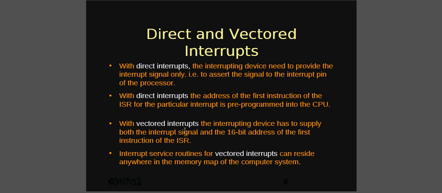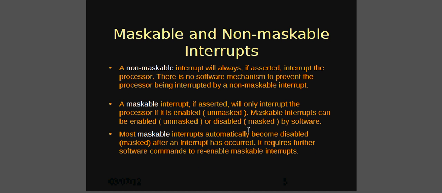For vectored interrupts, the first thing is that you have to have the interrupt signal and also the 16-bit address for the first instruction of the ISR. The main difference between direct and vectored interrupts is that for direct you don't have to provide the address. For vectored you have to provide the address for the interrupt plus the interrupt signals. The other thing we have to know about interrupts is that there are interrupts that are maskable, and there are interrupts that are non-maskable.